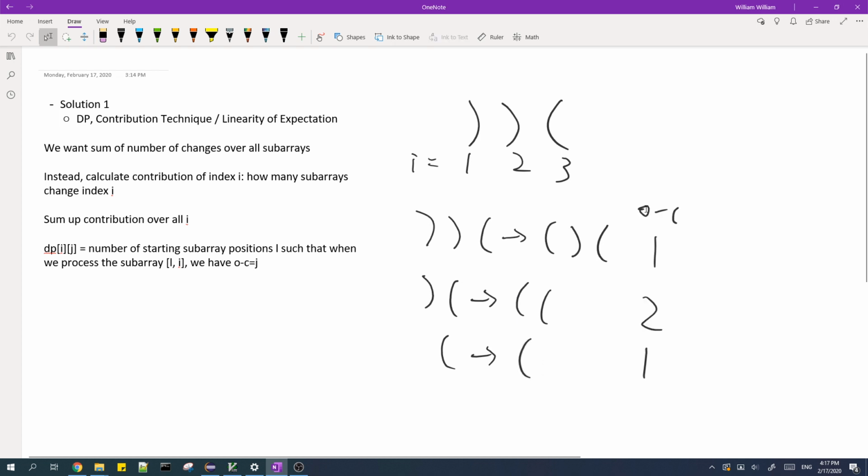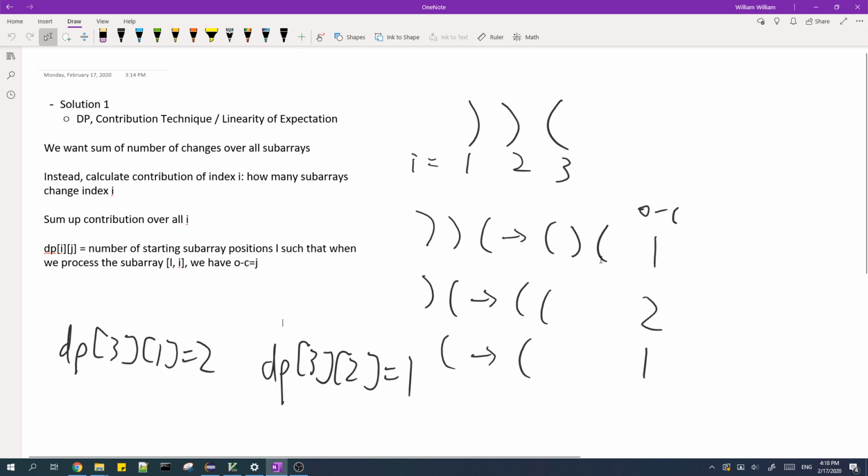And if we calculate the number of opening minus the number of closing characters for each of these subarrays, we find that the first subarray has a sum of 1, the second subarray has a sum of 2, and the last one is equal to 1. So in this case, since we end the subarray at index 3, we have dp of 3 of 1 is equal to 2, since two subarrays have an O minus C value of 1. And then we have dp of 3 of 2 is equal to 1, since one subarray, which is this one, has a value O minus C of 2.